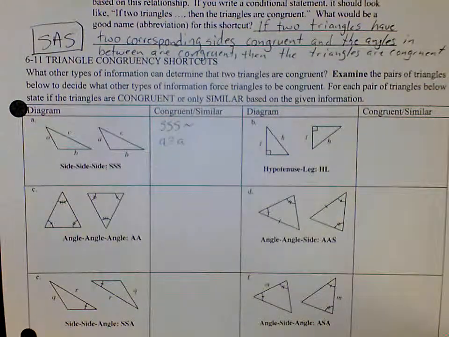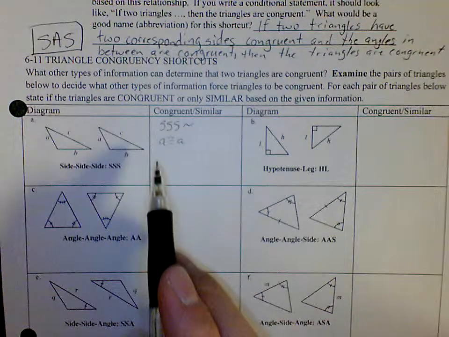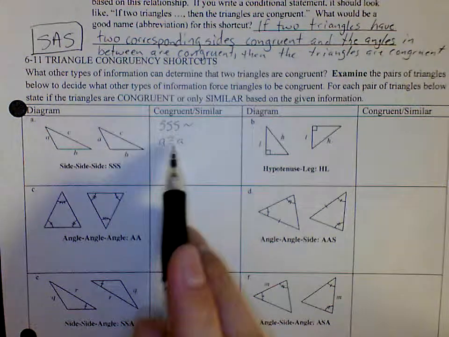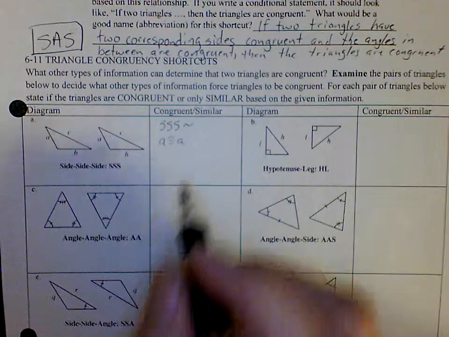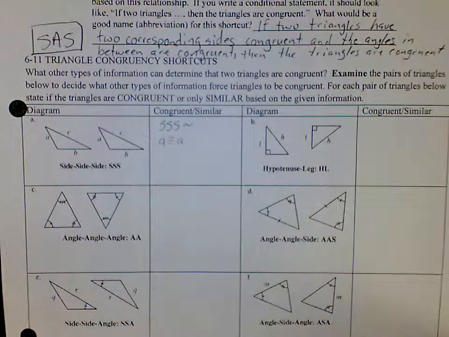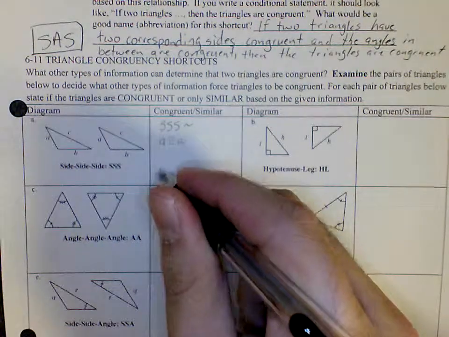What property is that? That is going to be reflexive property. Anytime anything is congruent to itself, that's always reflexive property. So since we have the triangles that are similar and we have at least one side congruent, we know these are congruent.